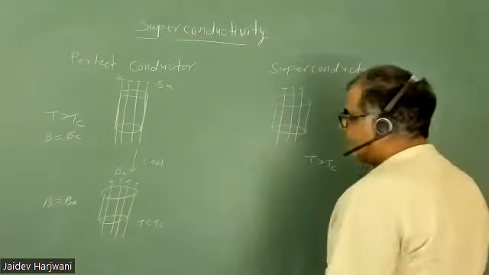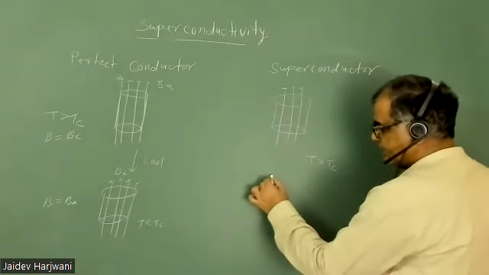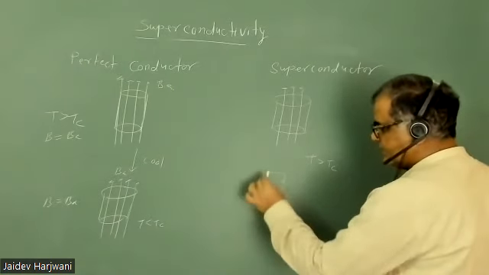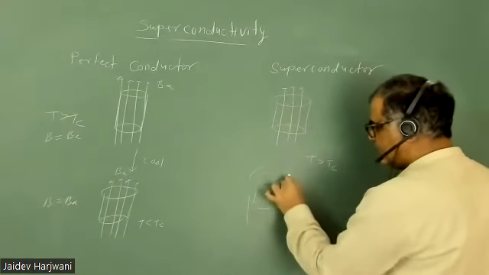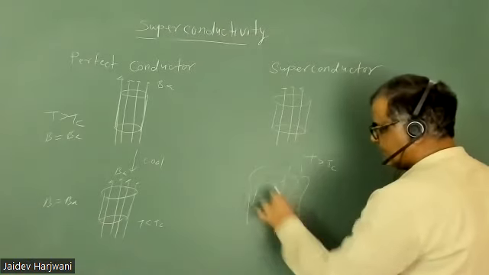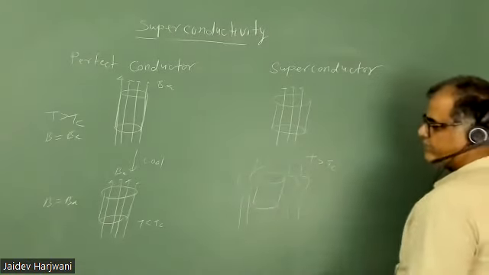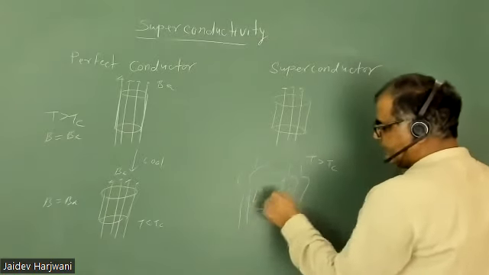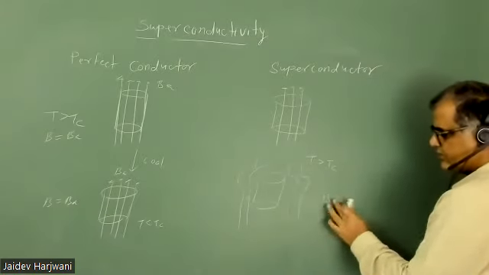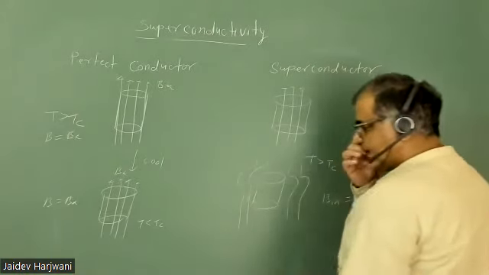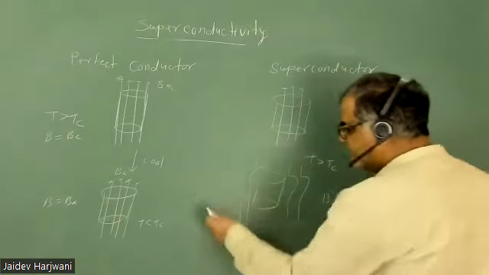Now if I cool a superconductor, what happens? It will expel all the flux lines. It will show the Meissner effect when you cool it. So B inside is 0. Now what happens if I remove the field?